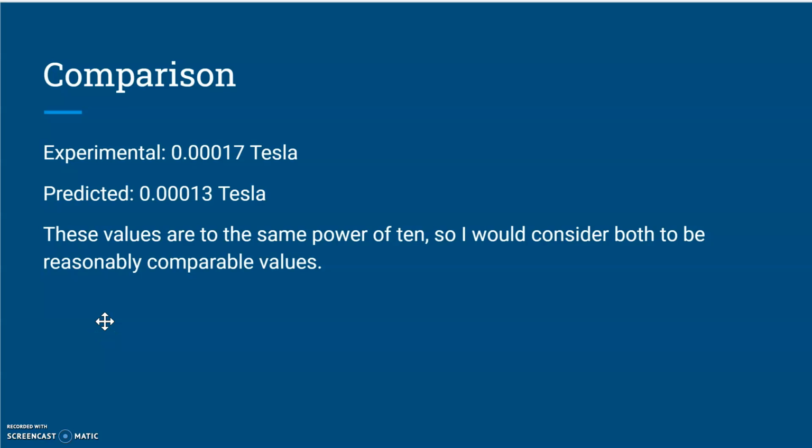In comparing the experimental with the predicted, our experimental data has an outcome of 0.00017 Tesla, and our predicted value is 0.00013 Tesla. These values are the same power of 10, so I would consider both to be reasonably comparable values.